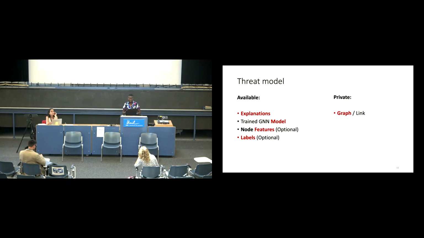So what is the threat model? What things are available to the attacker? The first one is the explanation. The other one is the trained GNN model. The features and the labels could be optional, depending on how the attacker wants to use this information or whatever is available to the attacker. But entirely, the goal is to be able to predict the graph.